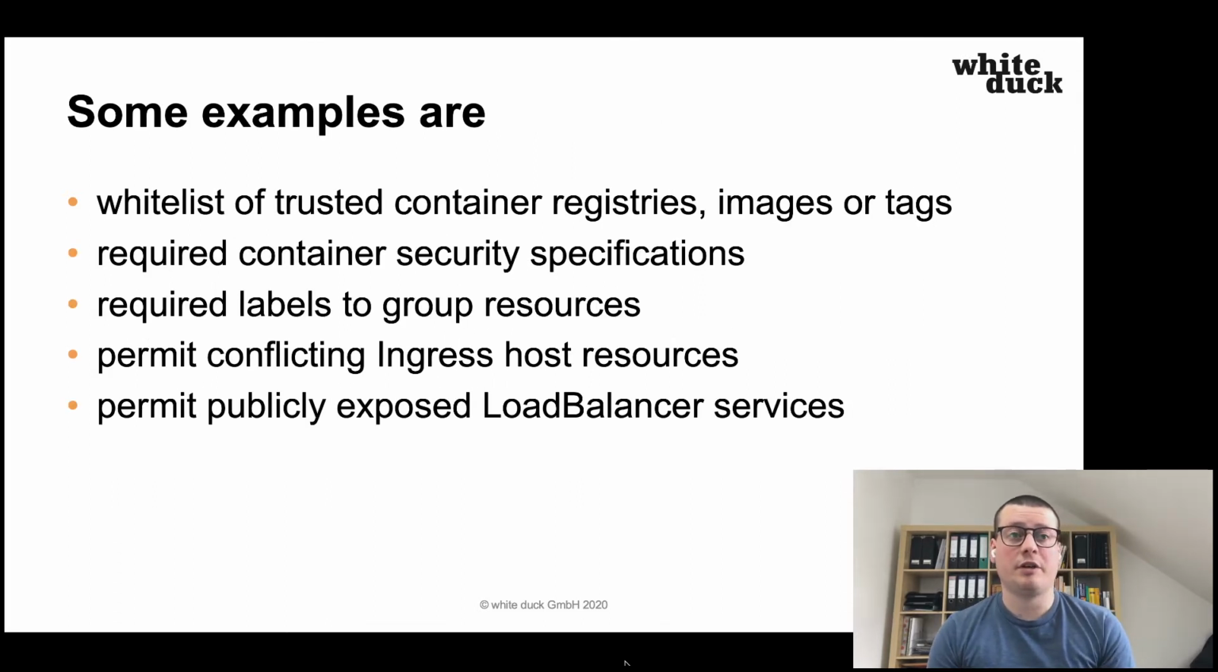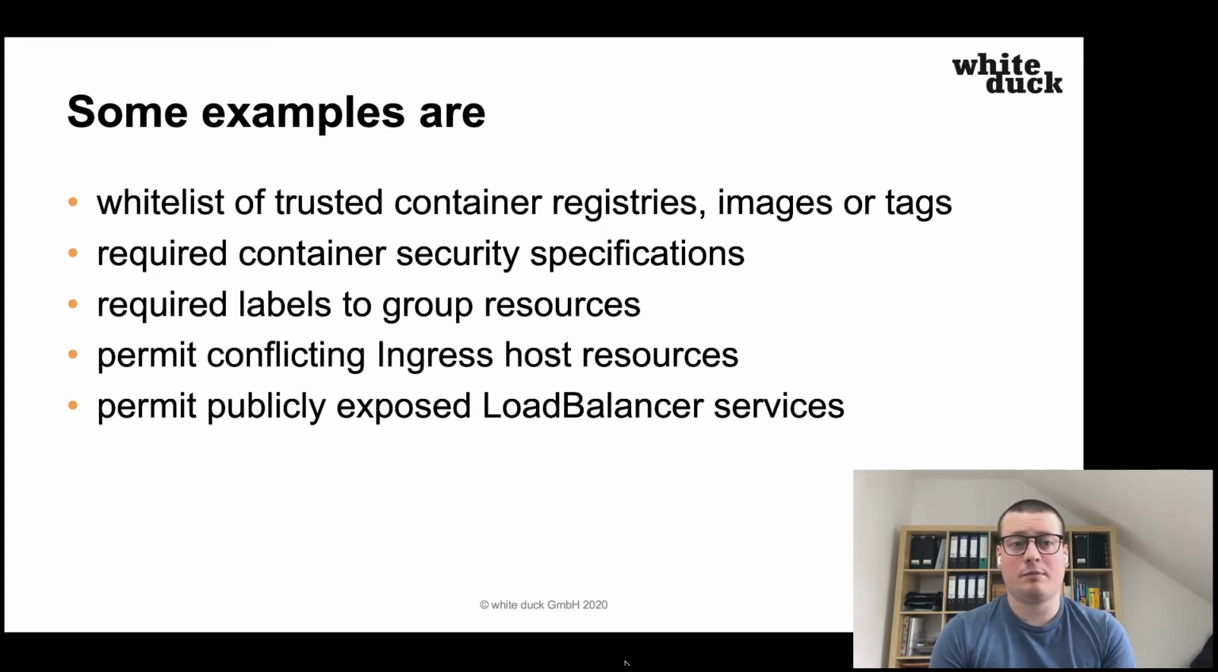Some examples. I already mentioned the first one. We might want to use a whitelist to just allow trusted container registries or maybe certain image tags. So if we're thinking about a production environment, we maybe want to make sure that not every tag is deployable on our production cluster. We might want to make sure that certain security settings are set. So that's thinking about not allowing root containers or just allowing a certain user or group and stuff like this. On the other hand, we maybe also want to make sure that certain labels are set for our resources to be able to group them and search for them.